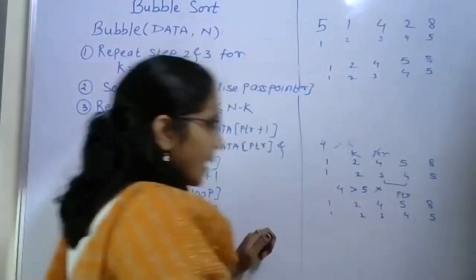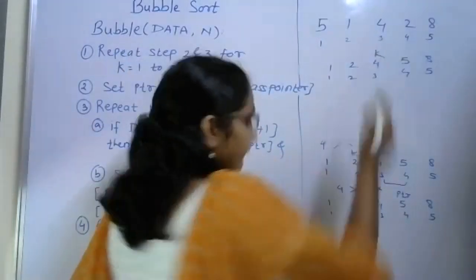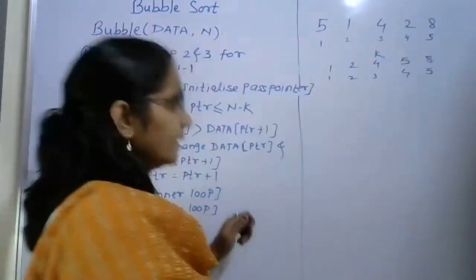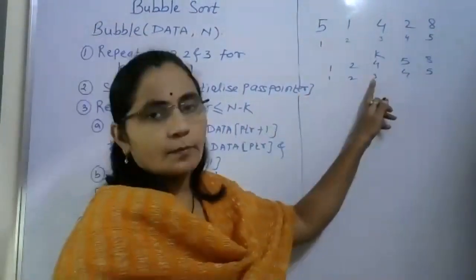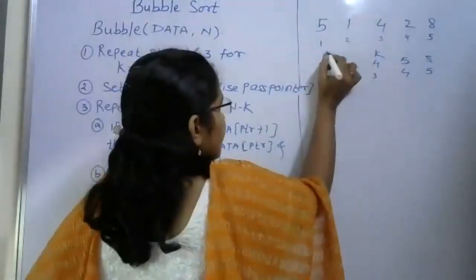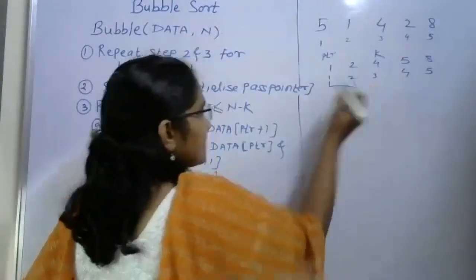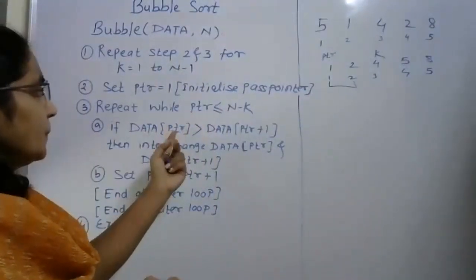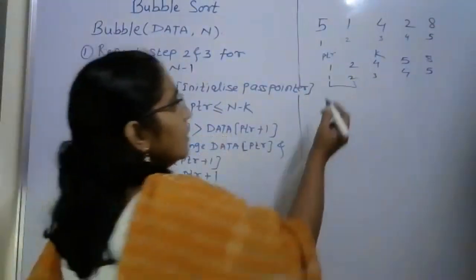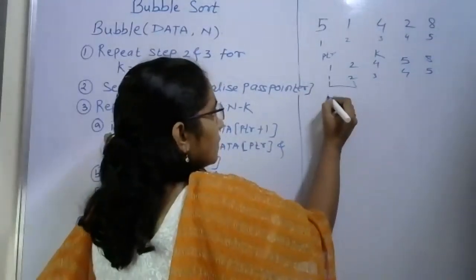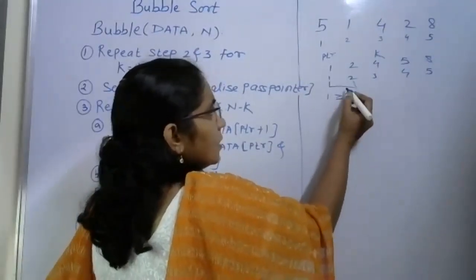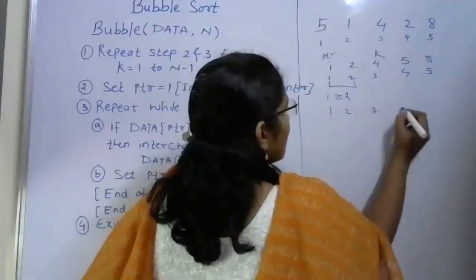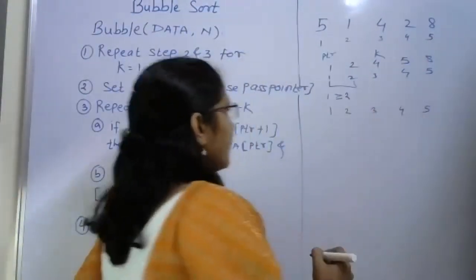Okay. Now at the third pass, your K is at the third position. PTR is initialized at the first location. Initially, the first element is compared with the second element according to your algorithm. Is PTR greater than PTR plus 1? No, 1 is not greater than 2. Hence, there is no swapping. The data is as it is: 1, 2, 3, 4, and then 5.